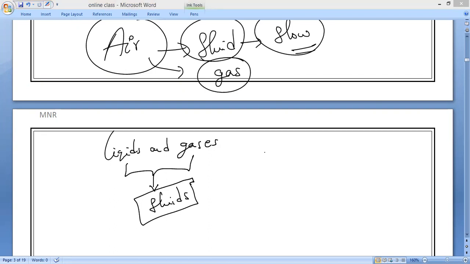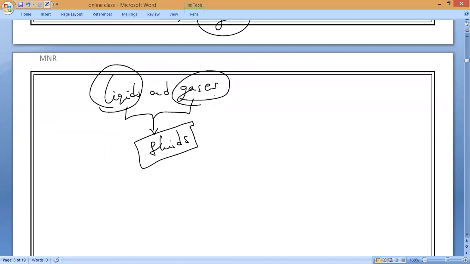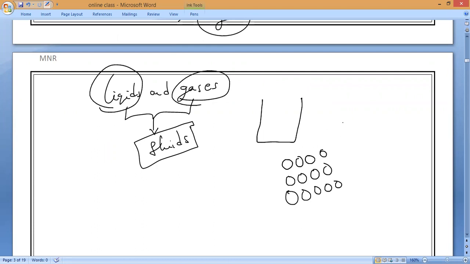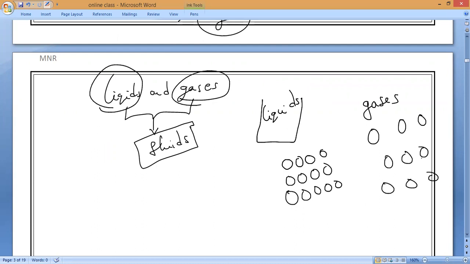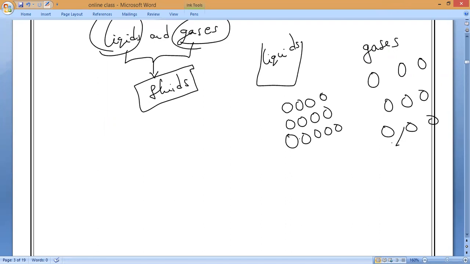Now let us understand what is the difference between liquids and gases. Observe very carefully. Who is having more intermolecular forces, liquids or gases? Liquids have more intermolecular forces because particles are close to each other. But if we take gases, particles are far from each other. So intermolecular force of attraction is less or more? Yes, sir, intermolecular force is less.